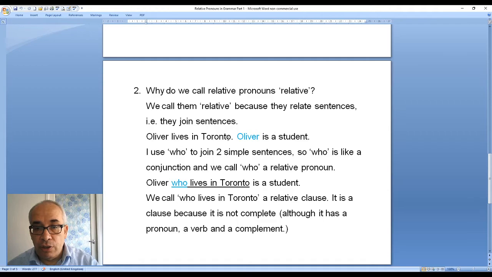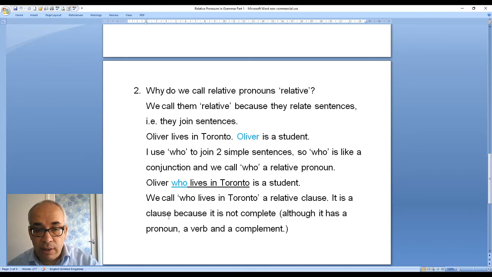Oliver lives in Toronto. Oliver is a student. I use who to join 2 simple sentences. So, who is like a conjunction and we call who a relative pronoun. Oliver, who lives in Toronto, is a student. We call who lives in Toronto a relative clause. So, who lives in Toronto, what do we call this? We call it a relative clause.